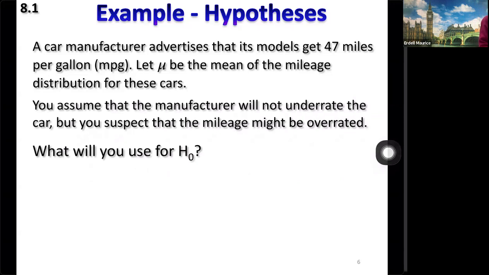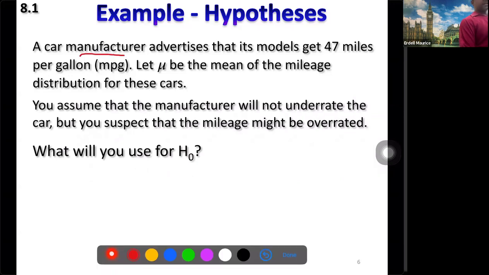Can you generate a null and alternate hypothesis for this scenario? So let's underline some things right here. First things first, your car manufacturer is saying that the car is getting 47 miles per gallon. Yes? All right. And then let's look down here. You suspect that the mileage might be overrated.